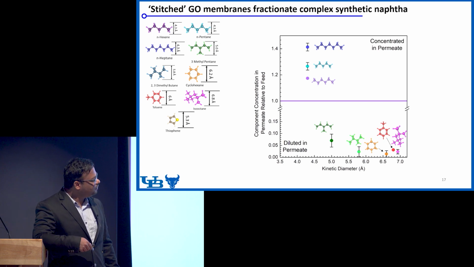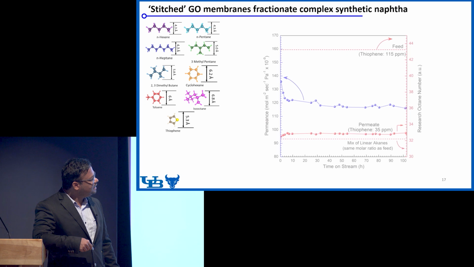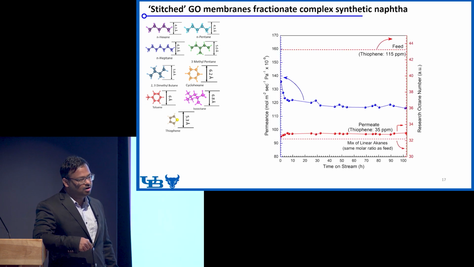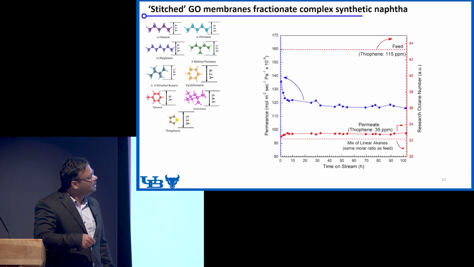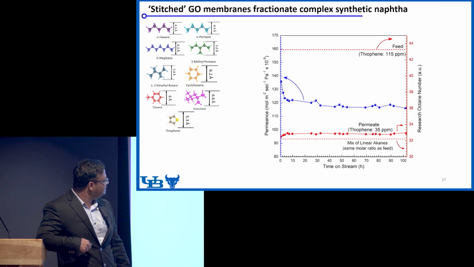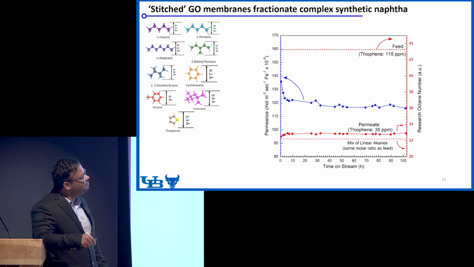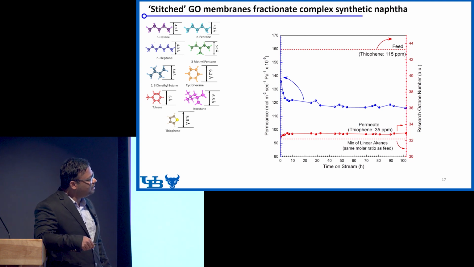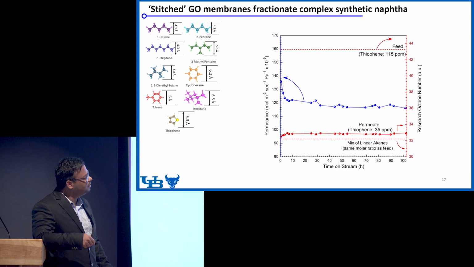We ran this process for over 100 hours. We can see that we got stable permeance through our membrane over 100 hours of operation. And the thiophene limit, so this is the sulfur compound, its composition came down from 115 ppm to around 35 ppm. So we have been significantly able to reduce the sulfur content from the naphtha.